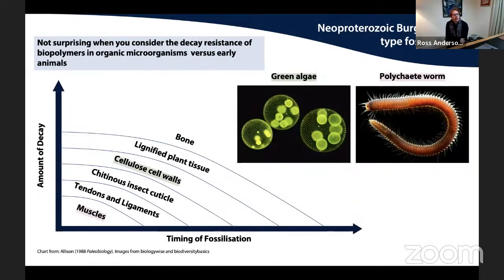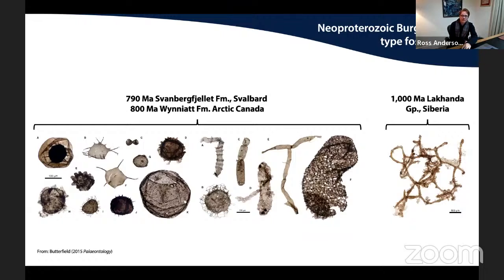And this is actually probably not all that surprising when you consider the decay resistance of the organisms preserved and their tissues. Microorganisms like green algae had cell walls that were relatively decay resistant, whereas early animals were composed of relatively decay-prone tissues. Perhaps the organisms preserved in Neoproterozoic deposits didn't need such specific conditions to fossilize as early animals. So, do Burgess Shale-type conditions exist at all in Neoproterozoic rocks? Are Neoproterozoic rocks capable of this exceptional style of fossilization that is so key to recording early animal evolutionary history?